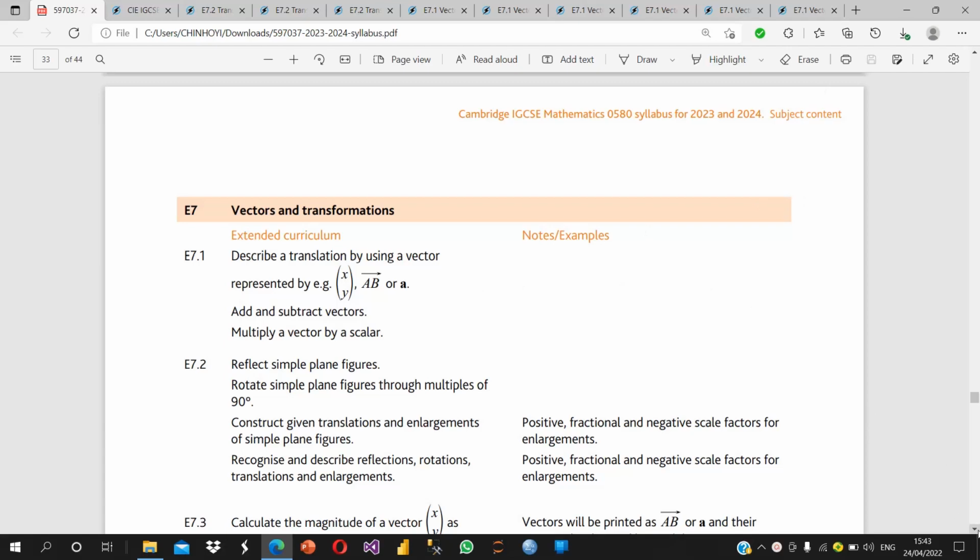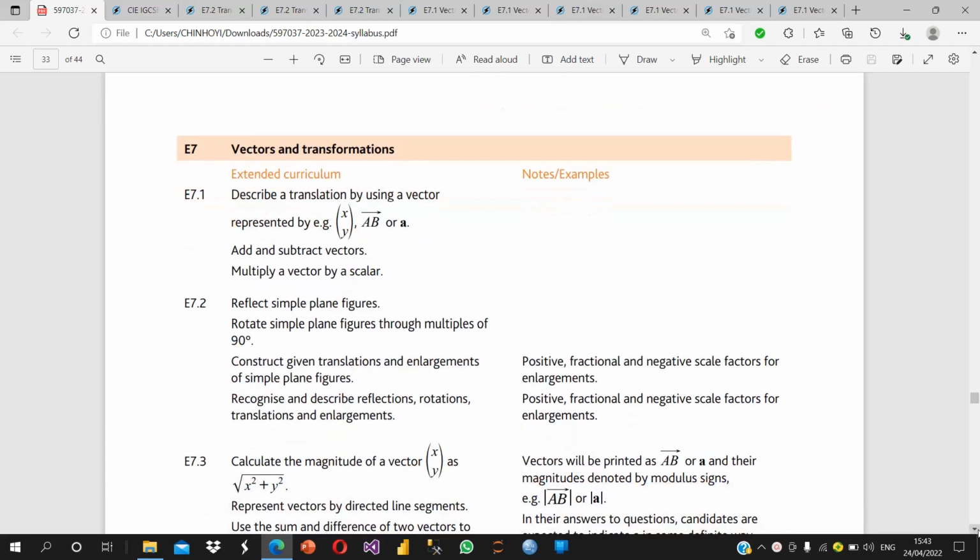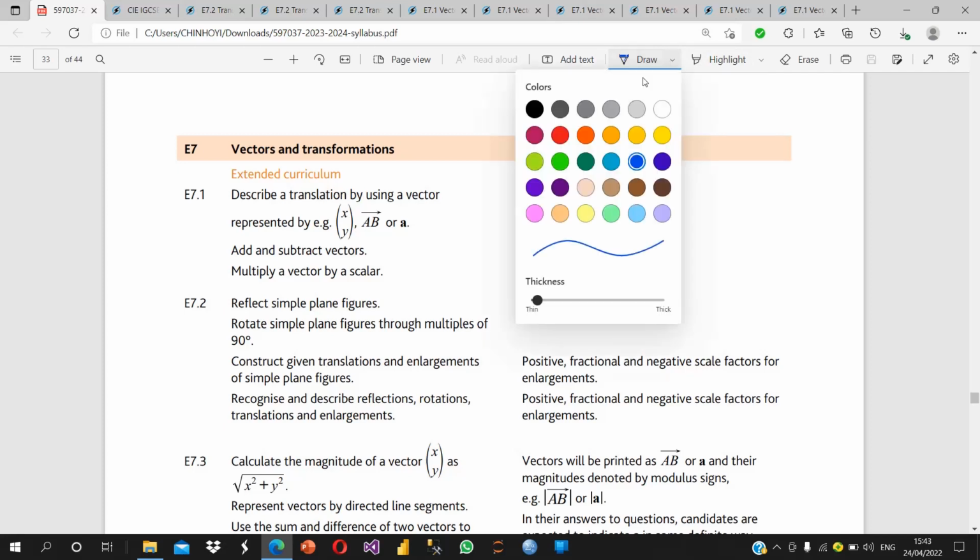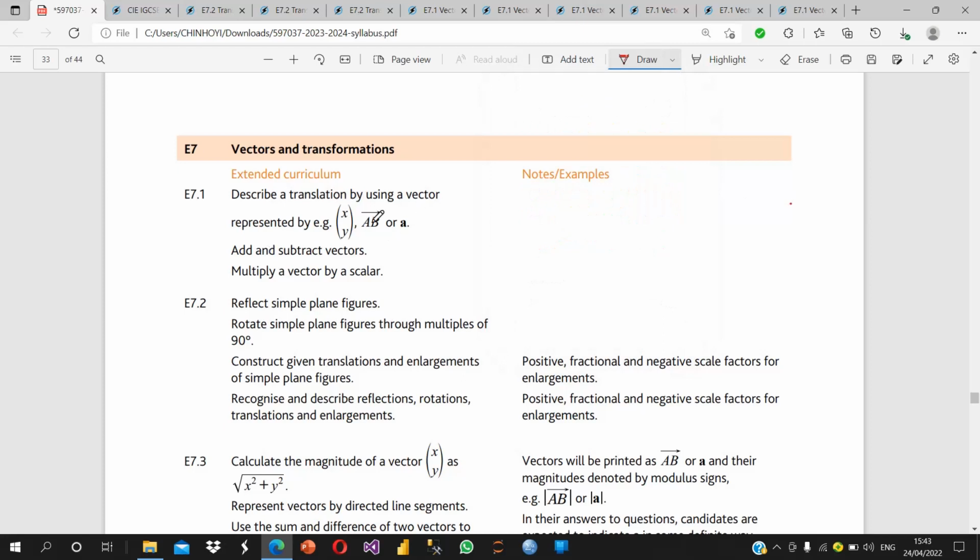We had defined what a vector is. We said a vector is a quantity which is represented by two factors, that is magnitude and direction. And here, as you look from your syllabus, here is the presentation, that is the notation of a vector. Let me change the colors here. This is the notation of a vector.